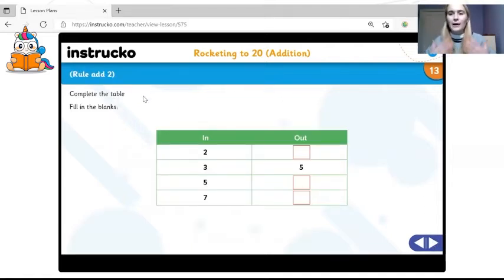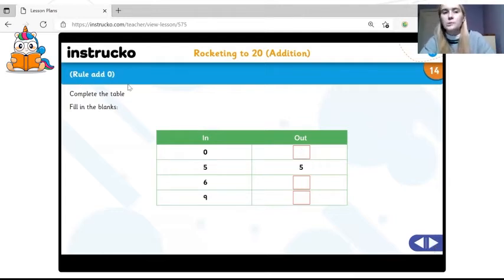And here we have our in and out table. Okay, so we have the rule here is add 2. So as you can see, to answer the question, you would just fill in the table. So 2 plus 2 equals 4. And we would continue answering the table until we've filled up all the missing spaces. Okay, and we'd continue doing this. And we have another question.